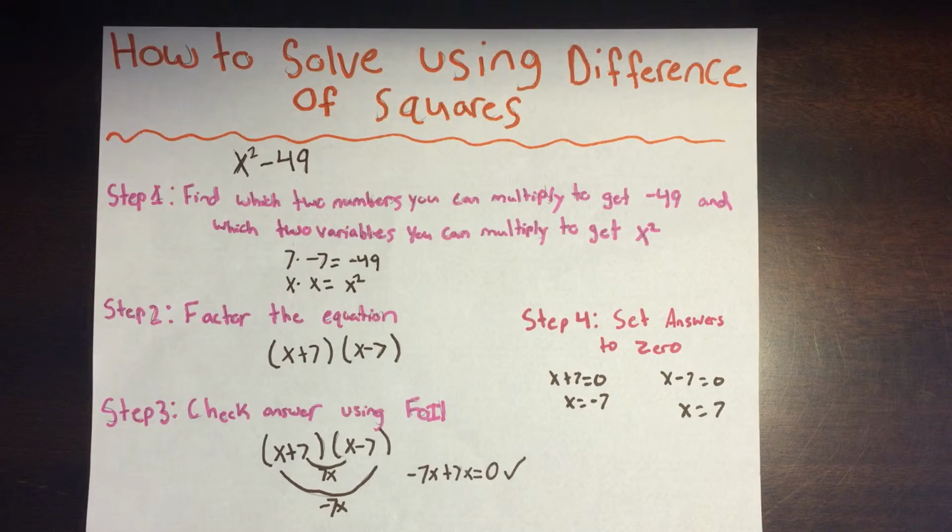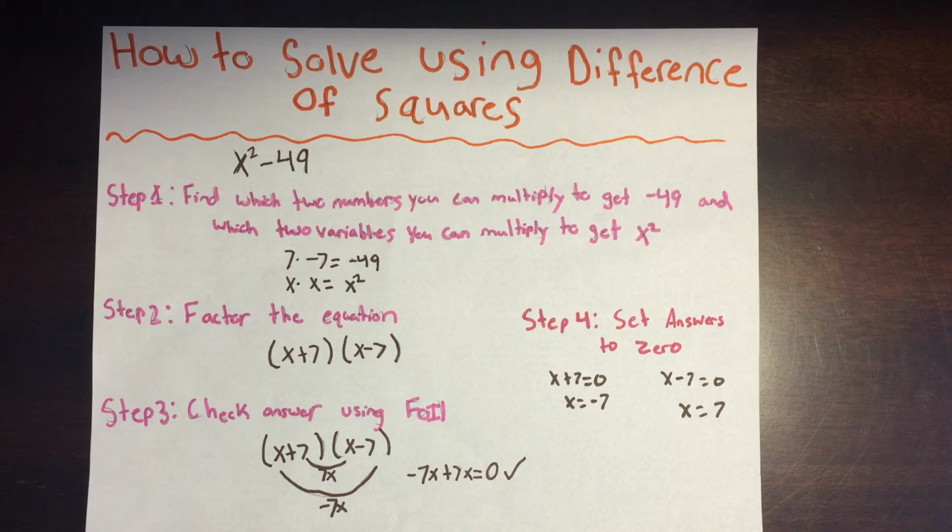How to solve using difference of squares. We'll be using the equation x squared minus 49. First up you'll want to do is find which two numbers you can multiply to get negative 49 and which two variables you can multiply to get x squared. To get negative 49 you multiply 7 and negative 7, and to get x squared you multiply x by x. Next you'll factor the equation to get the quantity of x plus 7 times the quantity of x minus 7.